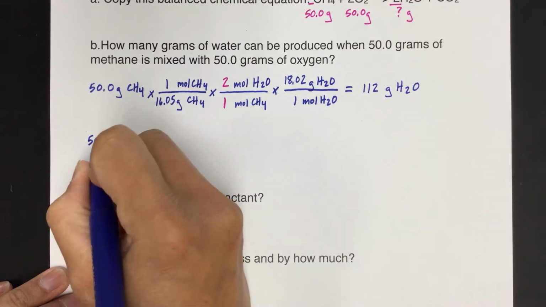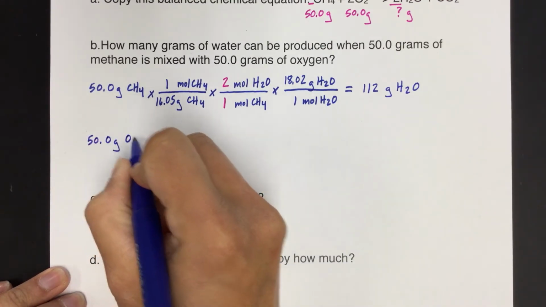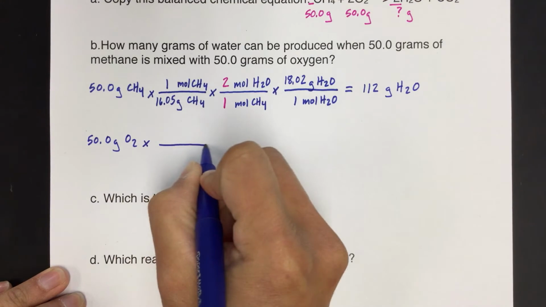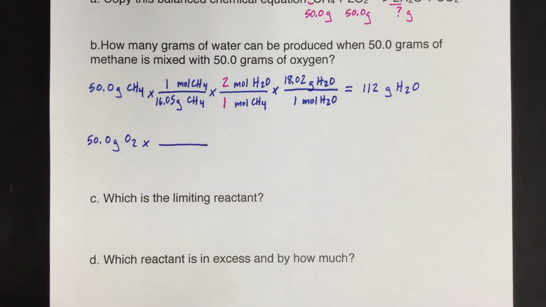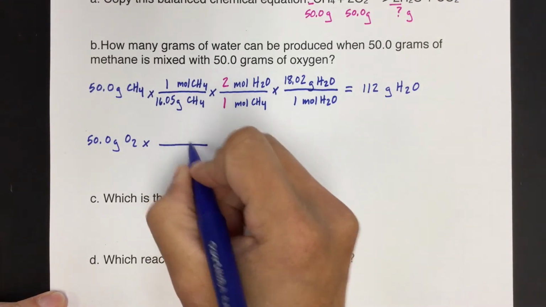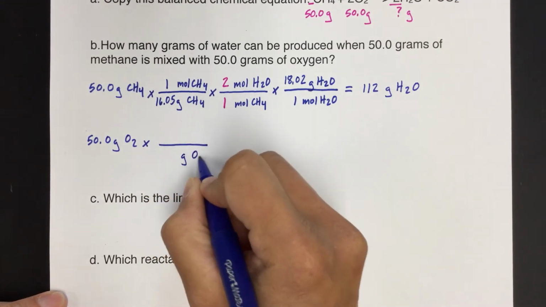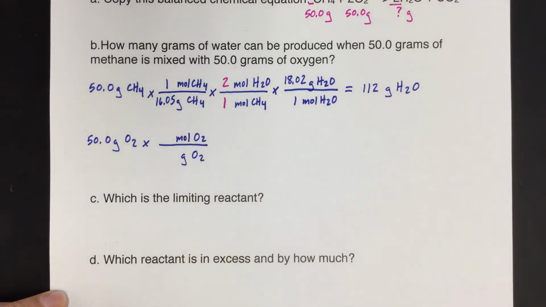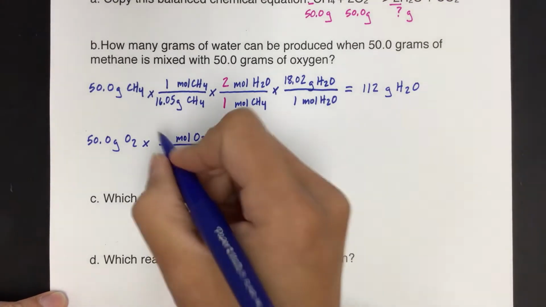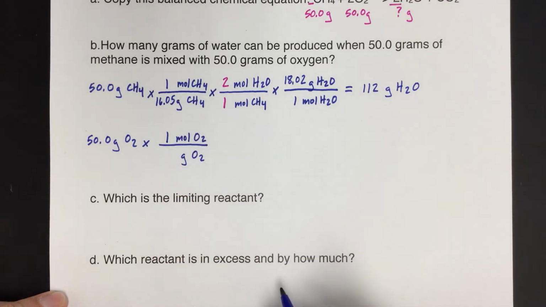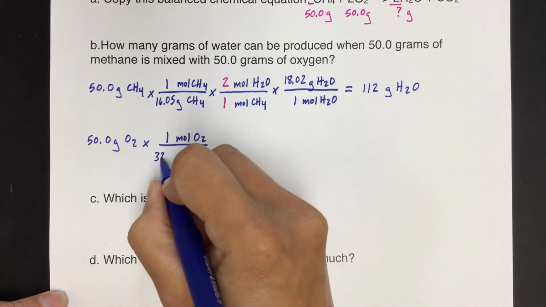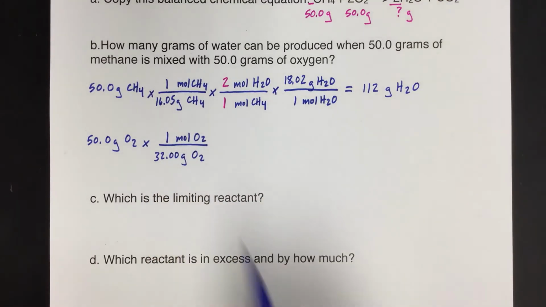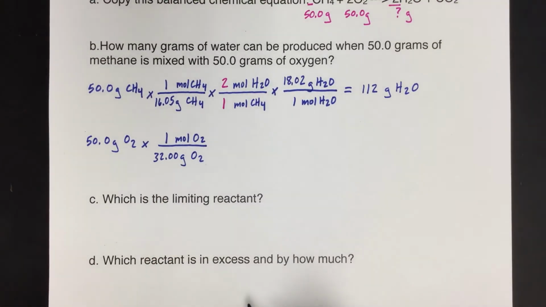So now we're going to start with 50 grams of O2 and do the same thing, convert grams of O2 to grams of H2O. Okay, so the first thing, I know grams of O2 needs to cancel. So I'm first converting grams of O2 to moles of O2. So I know that 1 mole of O2 has a mass of 32.00 grams because it's 2 times 16, molar mass of oxygen.